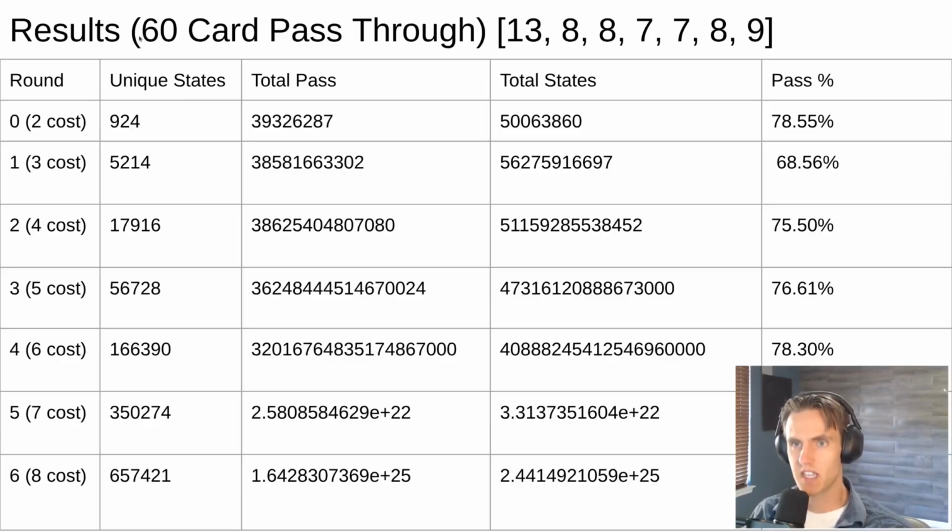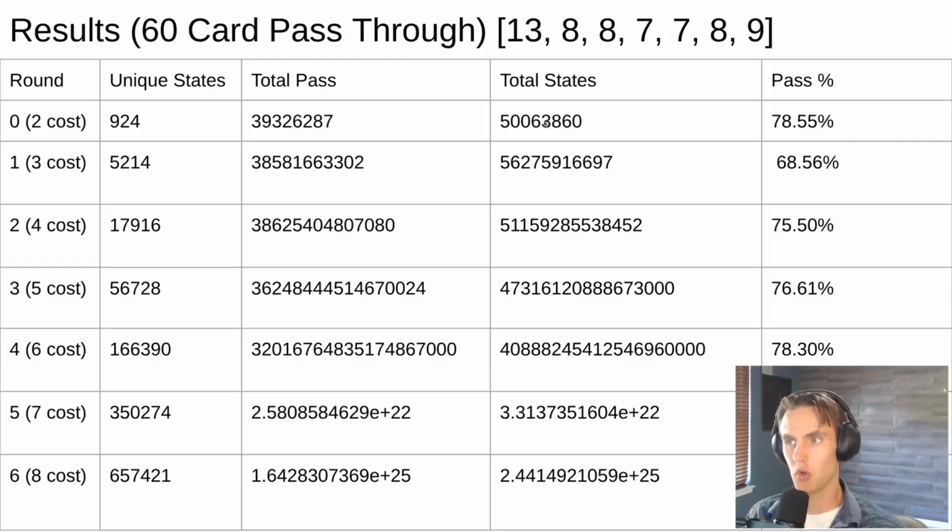So this is the 60 card pass-through rates, and this is just zooming in on one of those rows. So we're saying for 60 cards, round 0, when you play your 2 cost, there are 924 unique states if you play this hand. So this is your 2 cost, 3 cost, 4 cost, 5 cost, and so on. 924 unique states, because there are many ways you could draw a 2, 3, 4, 5, 6, for example. There are many cards that can be swapped in and out, but for this simulation we don't really care what the 2 cost is, so we can collapse all those states.